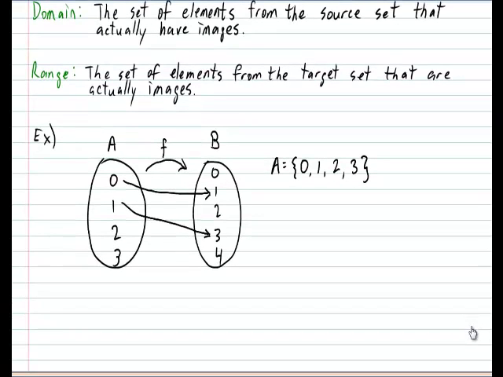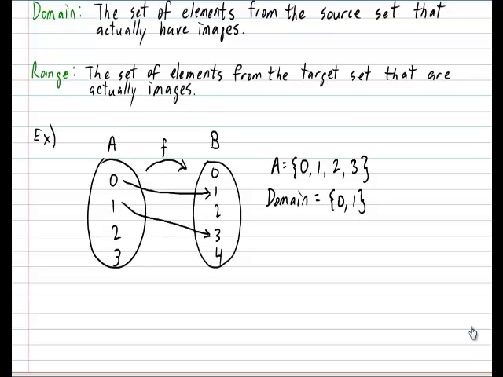Now, the domain is not every object that is inside the source set. The domain only represents the objects that actually have connections to an image. So in this case, if you look at the mapping diagram, only 0 and 1 have connections to objects in the target set. So the domain, therefore, is not 0, 1, 2, and 3. It is only 0 and 1.